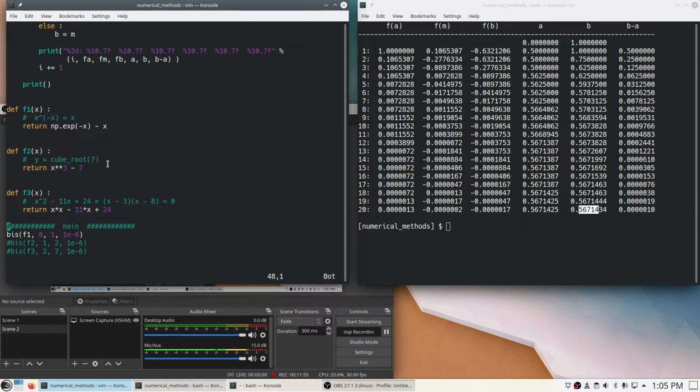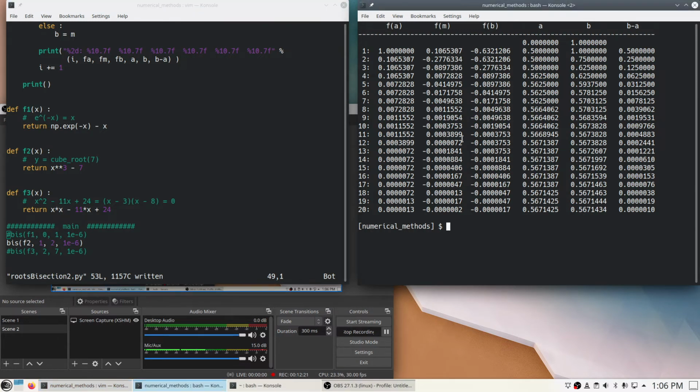Let's try to find the cube root of 7. So now we'll comment out this and rerun it. Now what would the bounds be on this? Well, the cube root of 8 is 2, so the cube root of 7 has to be less than 2. But the cube root of 1 would be 1. So it has to be greater than 1 but less than 2. That's how I know what bounds to use here.